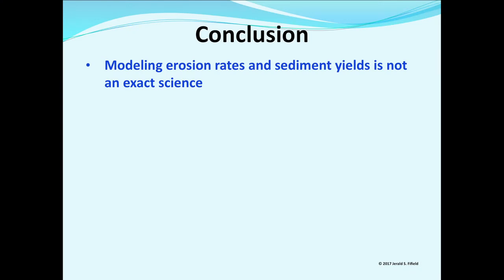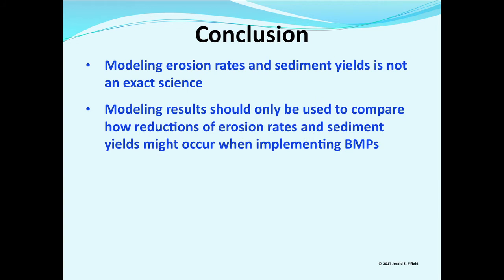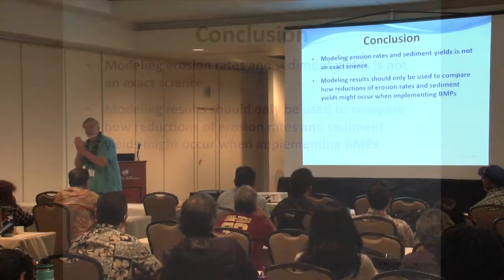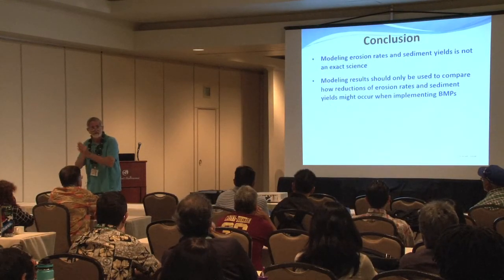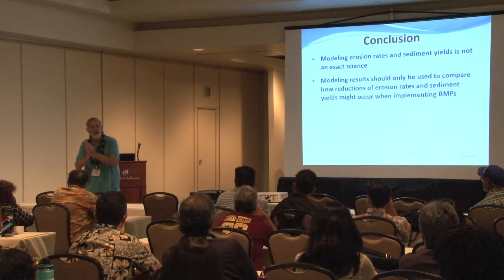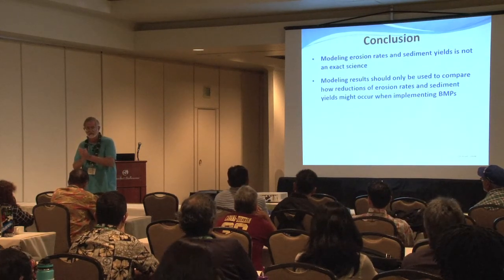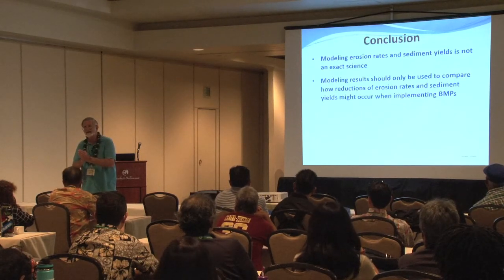Conclusions. Remember this: modeling rates and sediment yields is not an exact science. If you remember that, you're going to be in good shape. The most important one is right here. If you happen to do a calculation with the Revised Universal Soil Loss Equation or the Modified Universal Soil Loss Equation and say, I have 35 tons of sediment coming off this site, do not ever go to court with that particular number. You will be eaten alive by every attorney in the world. It's not exact. Why isn't it exact?